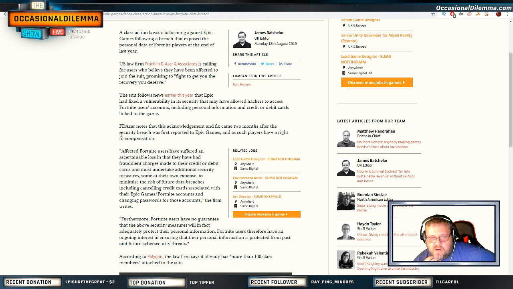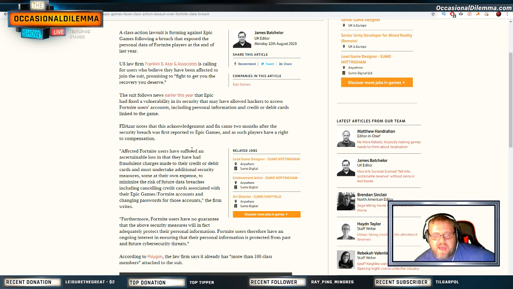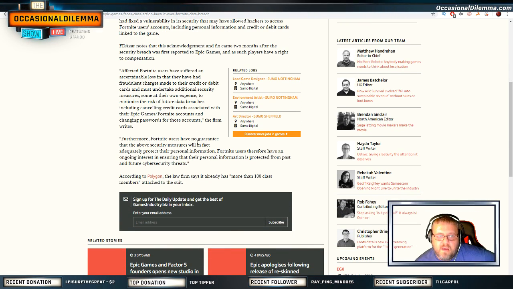The suit follows news earlier this year that Epic had fixed a vulnerability in its security that may have allowed hackers to access Fortnite's user accounts, including personal information and credit or debit cards linked to the game. FDA's notes that this acknowledgement and fix came 2 months after the security breach was first reported to Epic Games, and as such, players have a right to compensation.